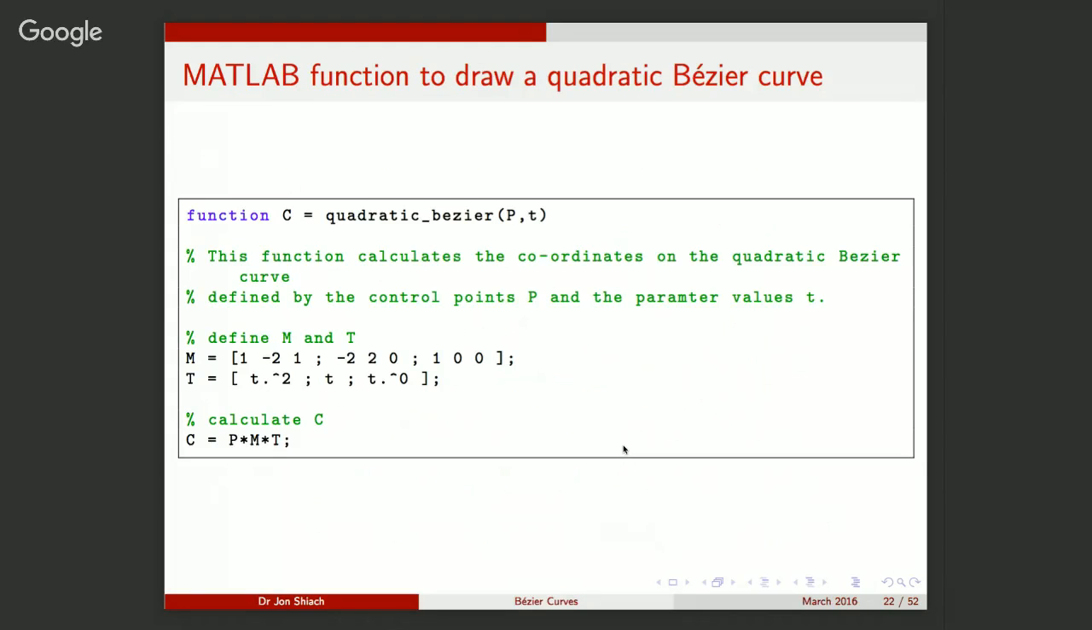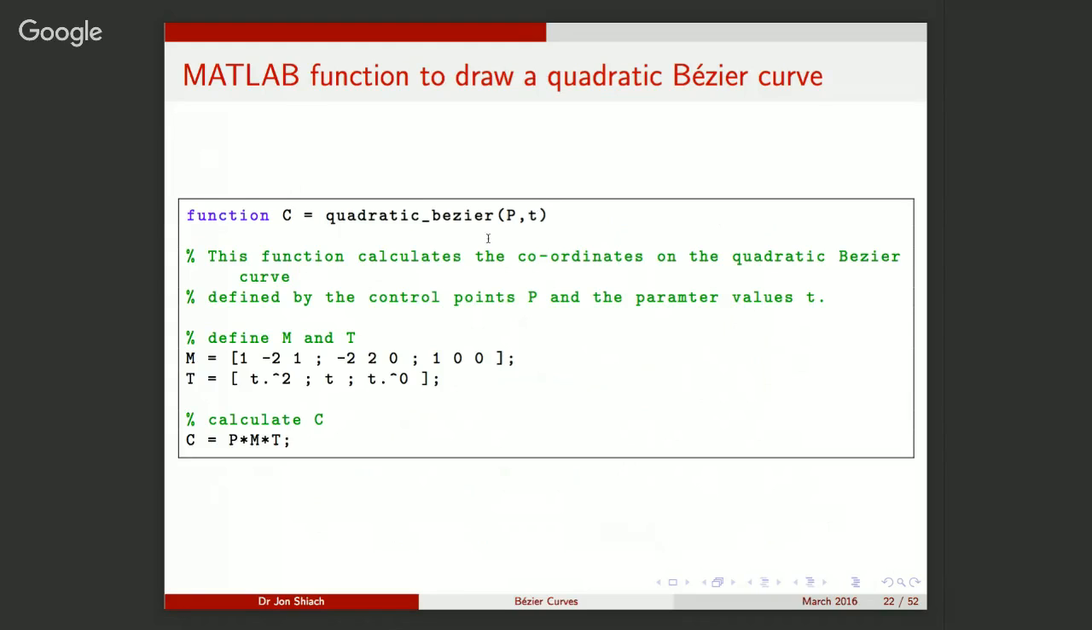I've done it for a quadratic. I'm not going to do it for a cubic because that's your assignment. But you can see it's quite simple, really. Only 3 lines of code. So this function is given the control points p, which is going to be a 2 by n. In this case, it's a quadratic, so that's going to be a 2 by 3 coordinate array. And t is going to be a vector of parameter values between 0 and 1.